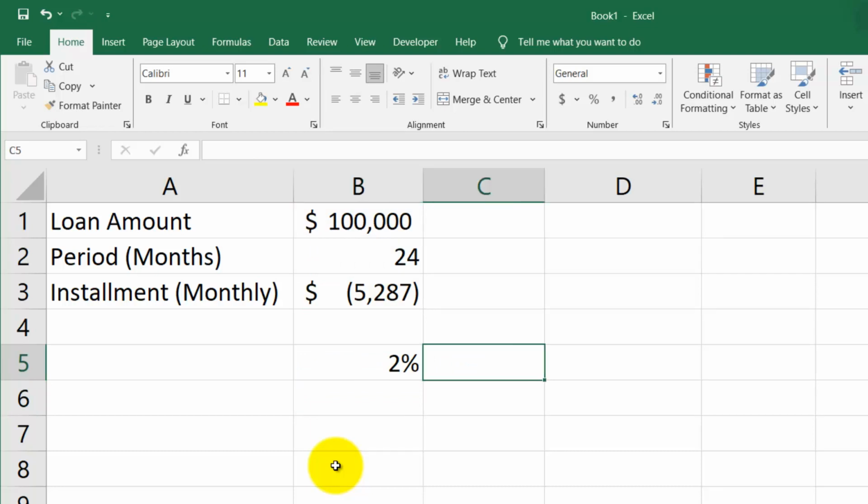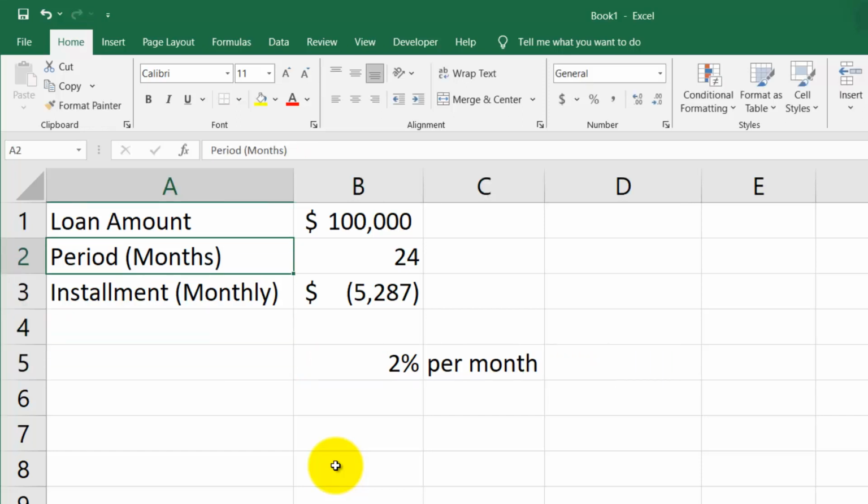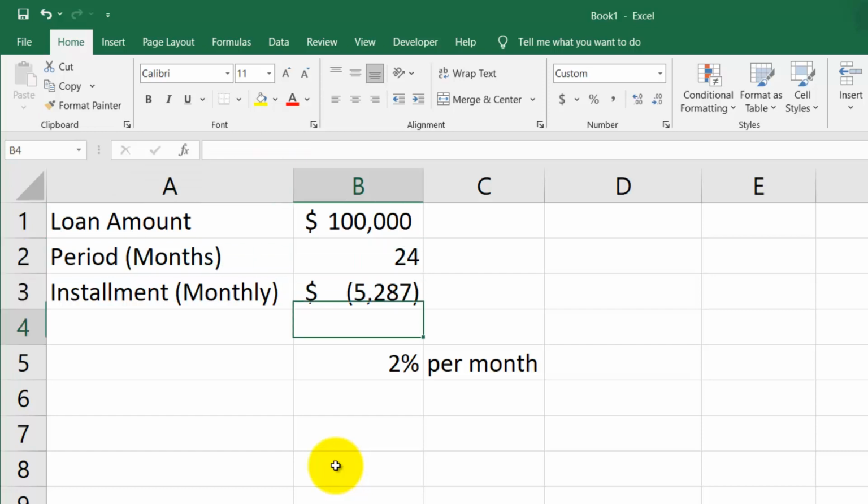What you have to understand, this rate is 2% per month, because in this particular question we have the installment monthly and period also in months. So in this particular question, the interest rate applicable for this particular loan is 2% per month.